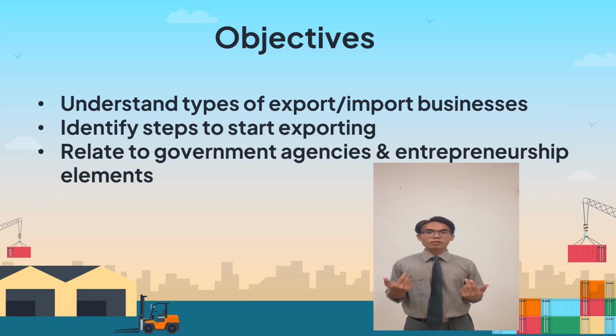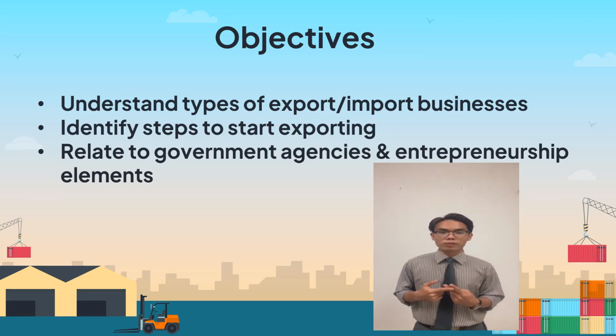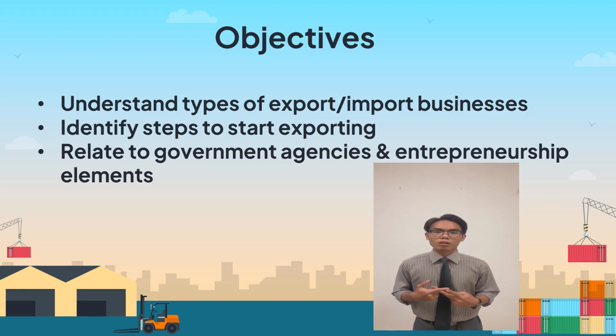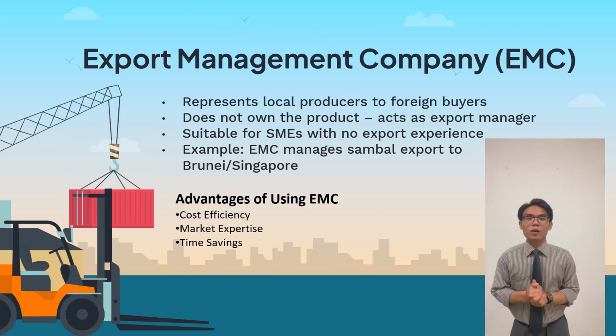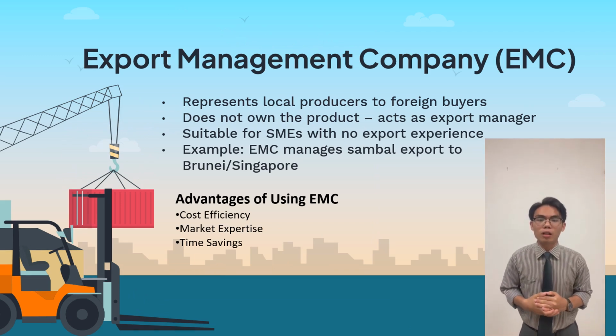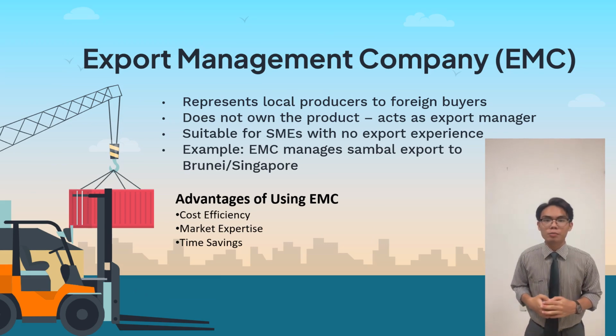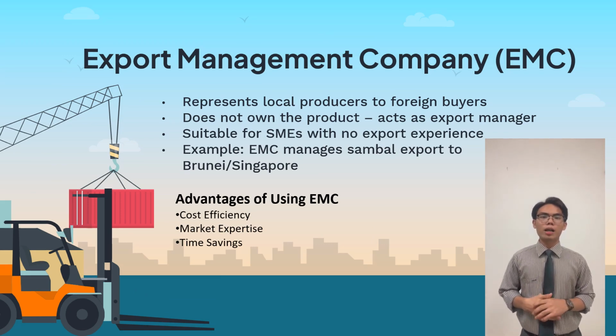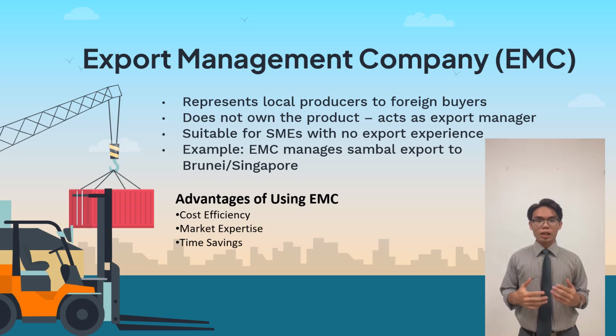Now, let's take a look at two types of company involved in exporting. The first one is Export Management Company or EMC, and the second one is Export Trading Company, ETC. So, the first one we have the Export Management Company or EMC. And EMC represents local producer to foreign buyers, but it doesn't own the products. Instead, it acts as a sort of export manager. This model is especially helpful for SME that have little to no experience with exporting.